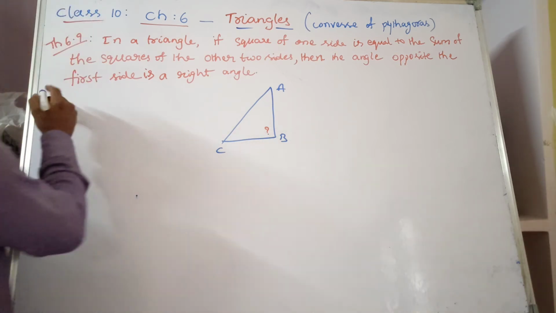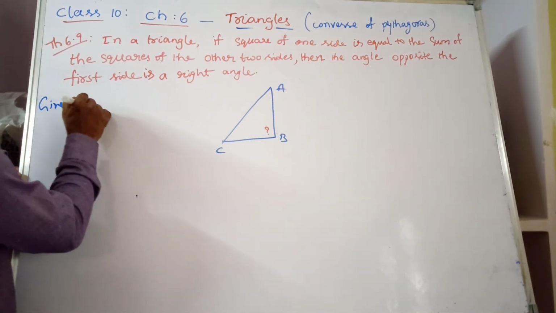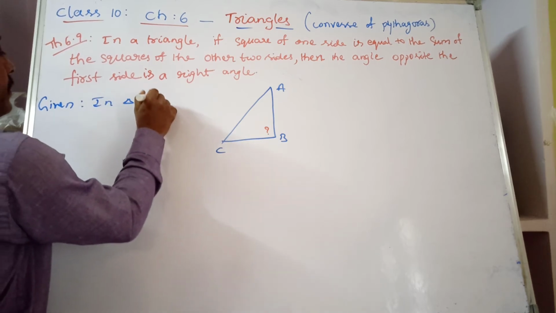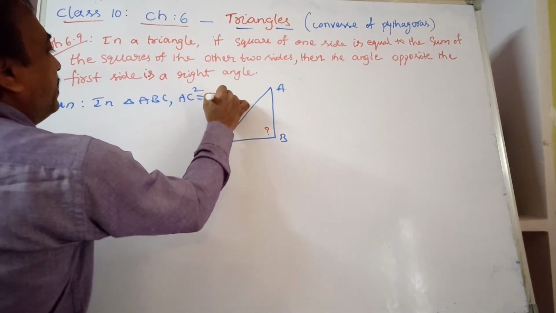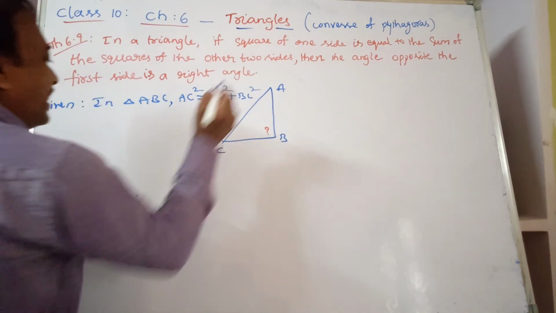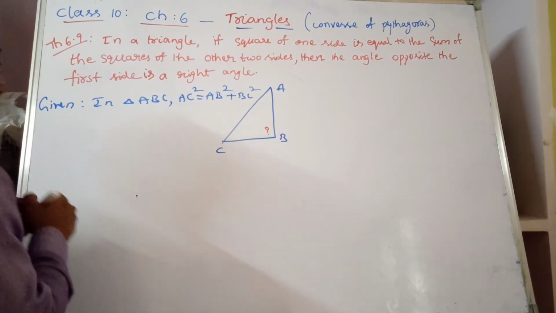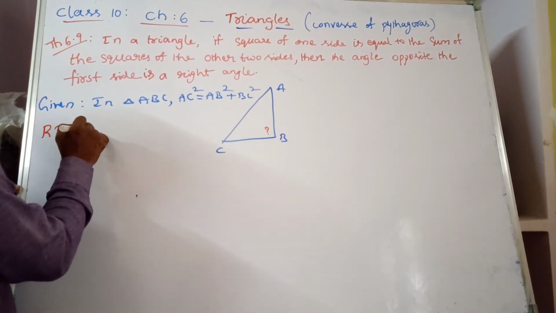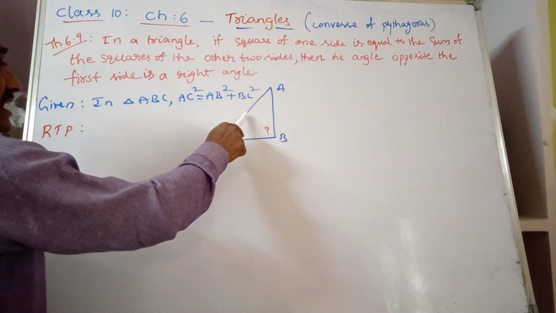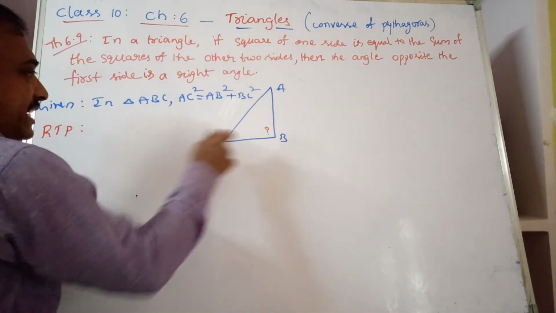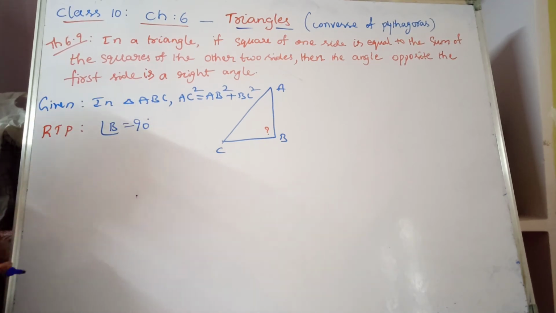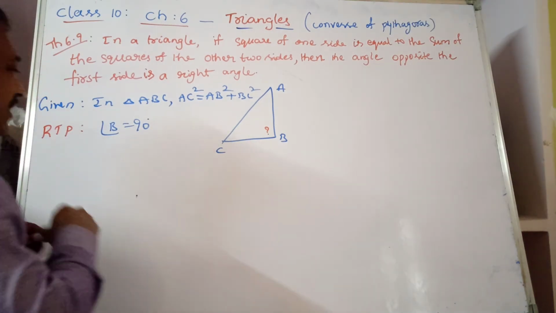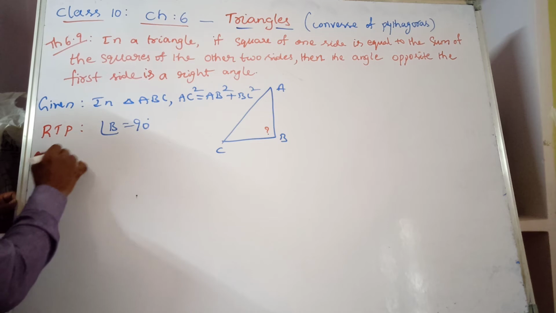Observe it. Given: in triangle ABC, AC square is equal to AB square plus BC square. Required to prove: angle B is equal to 90 degrees. The first side is this one, so the angle opposite to it is B. Next, to prove that, we do some construction.